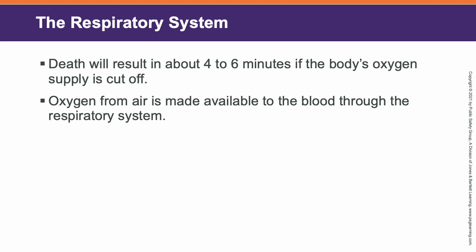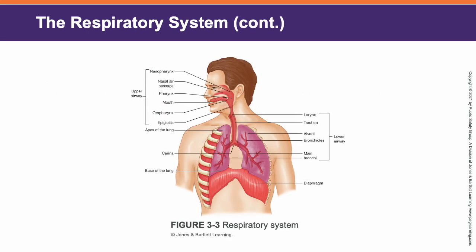Really important. Oxygen from the air is breathed in and then given to your body through the respiratory system. That's its whole job. So here's just a quick illustration of the respiratory system and the different structures. Again, we talked a little bit about the lungs. They are the most important portion of your respiratory system.